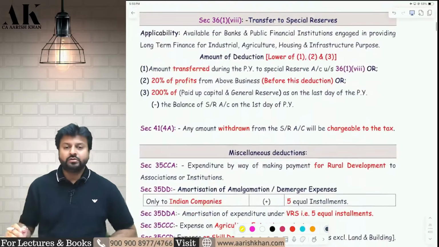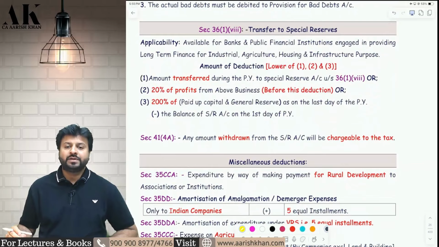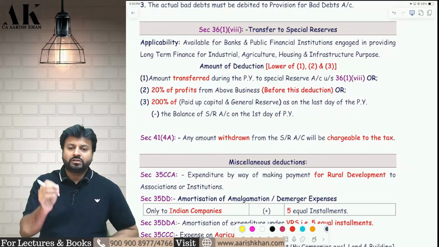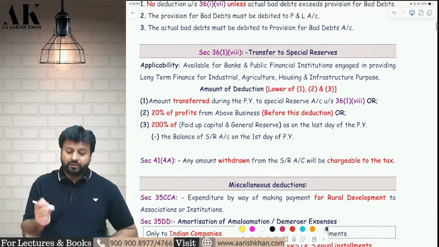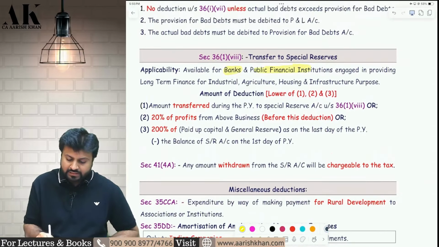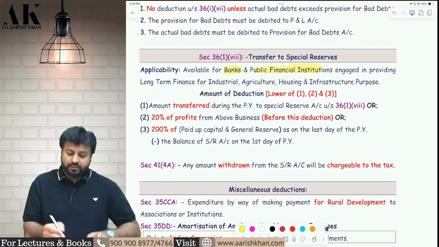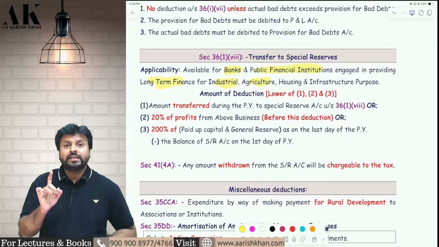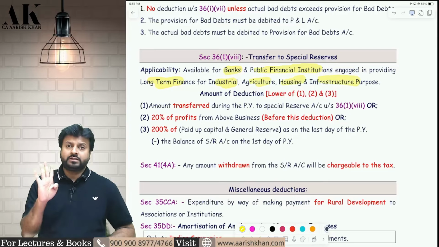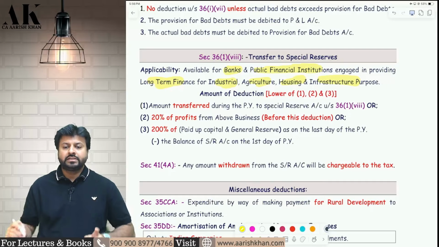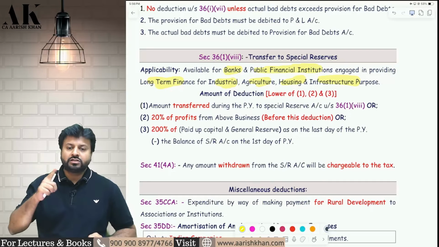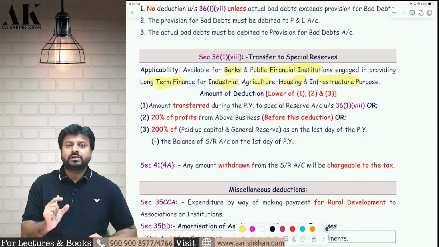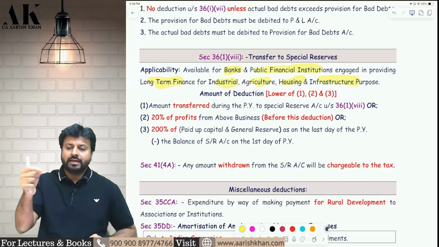Okay. Now coming to the next section, that is transfer to special reserve. If you transfer your profit to a special reserve, you will be eligible for some deduction under section 36(1)(viii). Who is eligible for that? Banks are eligible, public financial institutions are eligible, who are giving long-term finance. Long-term finance for four purposes: either for industrial purpose or agriculture purpose or housing purpose or infrastructure purpose. So if I am a bank or financial institution and I am giving a long-term loan for these four purposes, I am eligible for deduction under section 36(1)(viii). I have to just transfer an amount to a special reserve and I will get the deduction.